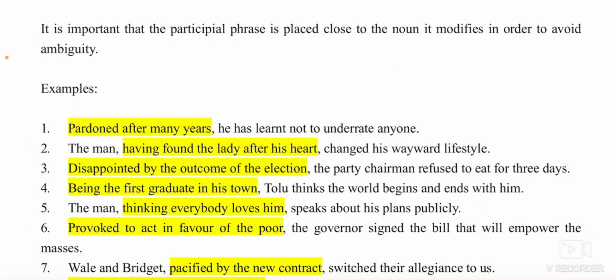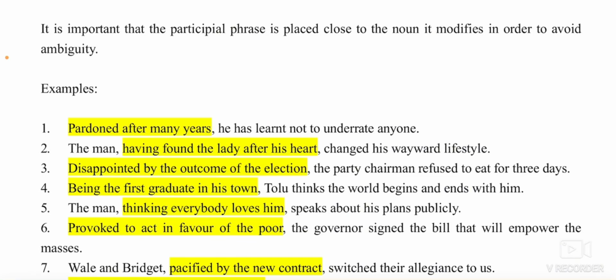Let us continue. Pardoned after many years, he has learned not to underrate anyone. Don't forget that I can even say he has learned not to underrate anyone, and the sentence will still be complete and meaningful. But what made him not to underrate anyone? Pardoned after many years. That is, he has been in prison or he has been jailed for underrating somebody. So that was what made him not to underrate anyone.